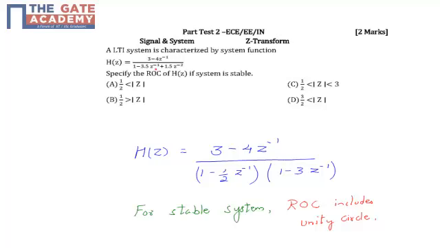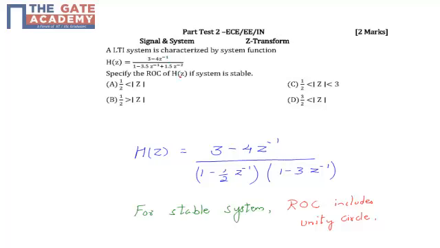Always remember, the ROC is always determined by the poles of the system function. So we would only concentrate on the denominator part, that is, the poles of H(z). The options given are: option A is 1/2 < |z|, option B is 1/2 > |z|, option C is 1/2 < |z| < 3, and option D is 3/2 < |z|.